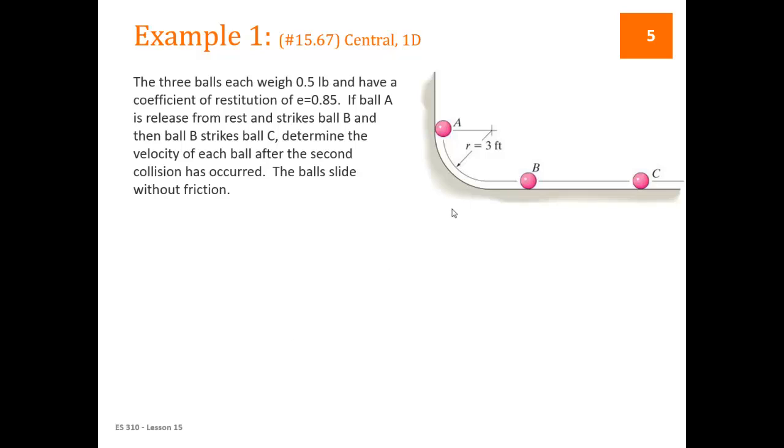This is a central impact. Ball A is going to roll down and hit ball B. That's going to cause ball B to move and hit ball C. And we need to figure out the speeds of all three particles after all the impacts. The balls are heading along the direction of motion, so this is central impact.